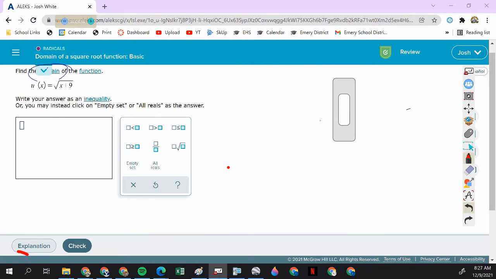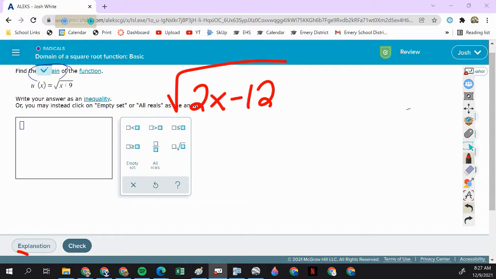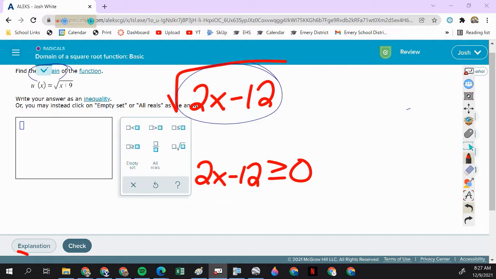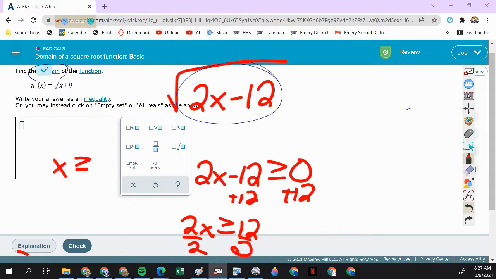So let's look at one that's a little bit more complicated. What am I allowed to plug in? Well, I take this stuff and I say 2x minus 12 has to be greater than or equal to 0, then I just solve. Plus 12. 2x is greater than or equal to 12. Then we divide by 2. And I get x is greater than or equal to 6.